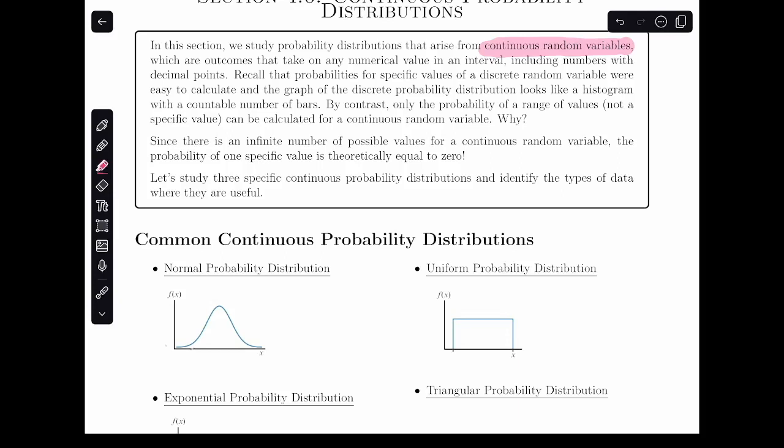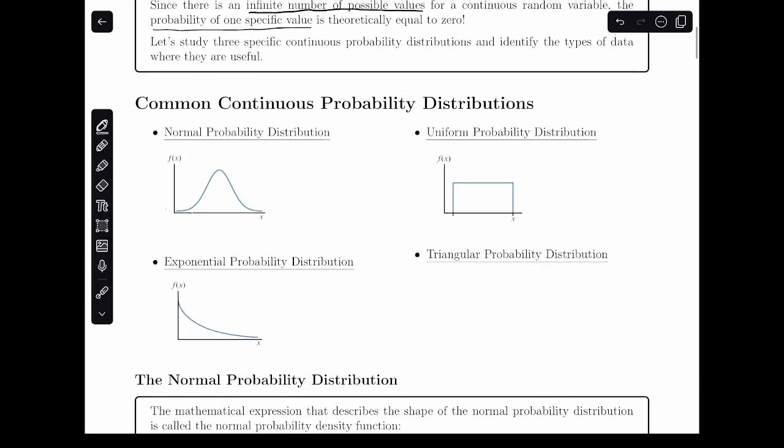And so our discrete probability distribution looked like a histogram with usually some finite number of bars. But a difference now is that when we're looking at continuous distributions, our distributions are going to be curves. And so we're going to be looking at probabilities of a range of values instead of just a specific value, because we have something continuous, there's an infinite number of possible values, and so the probability of any one specific value is going to be 0 in this case.